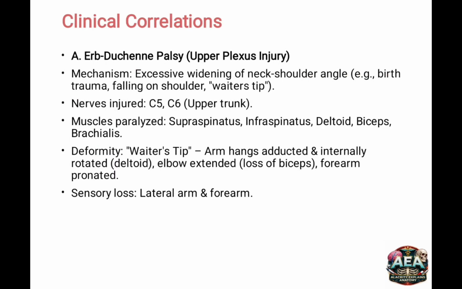Then let's look at clinical correlates. What is the clinical significance of this knowledge? We have Erb-Duchenne palsy, also called the upper plexus injury. The mechanism of this injury is an excessive widening of the neck-to-shoulder angle. Look at the angle between your neck and your shoulder. When you increase that angle, which is common in birth trauma and falling on the shoulder, there's an increase in the angle between the neck and the shoulder, and the nerves injured are C5 and C6.